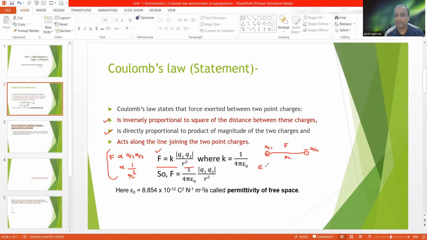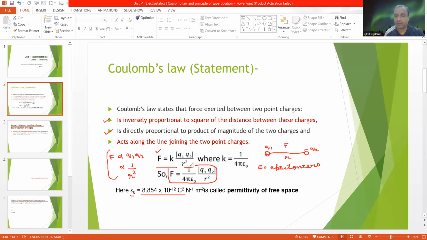Here, this symbol is epsilon 0, or you can say epsilon naught. This epsilon naught is a constant whose value is 8.854 multiplied by 10 to the power minus 12. And the unit you can frame from this formula.